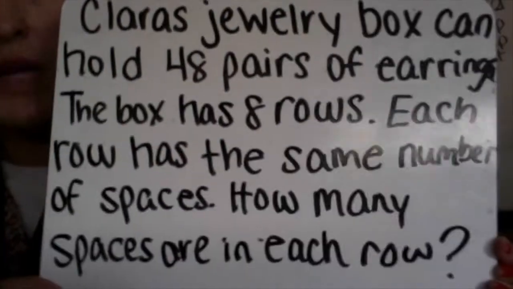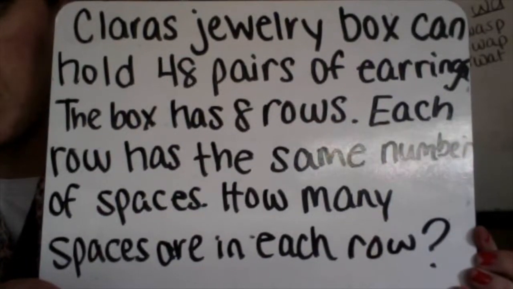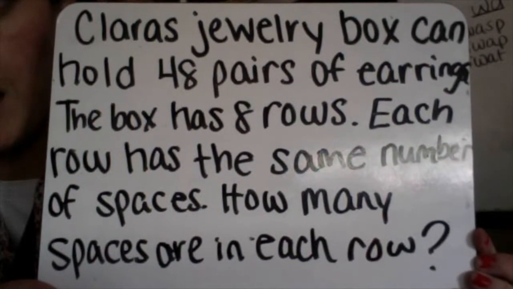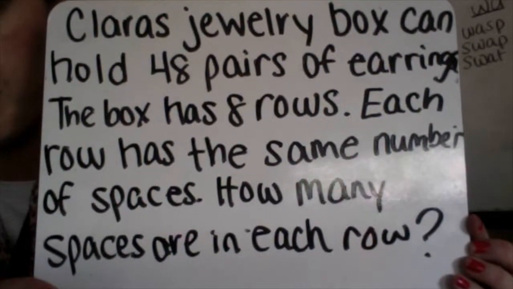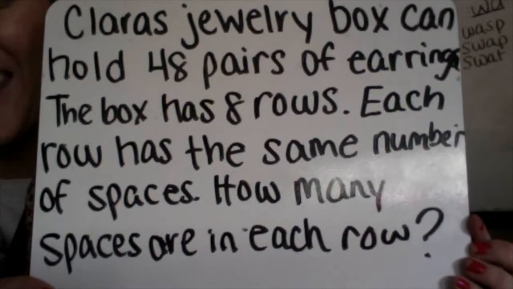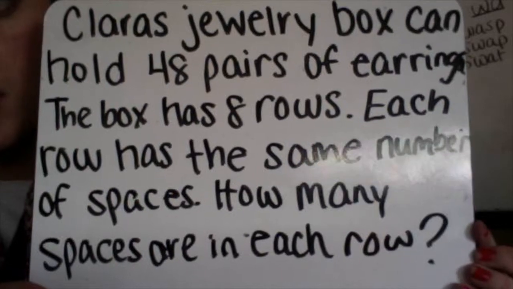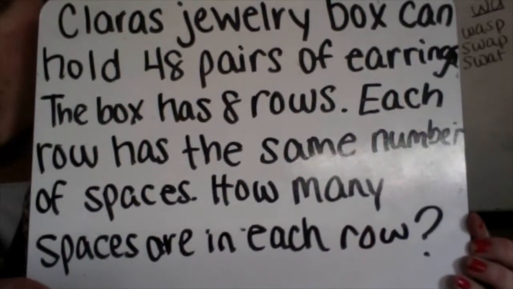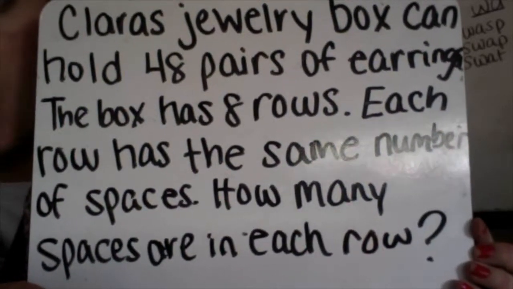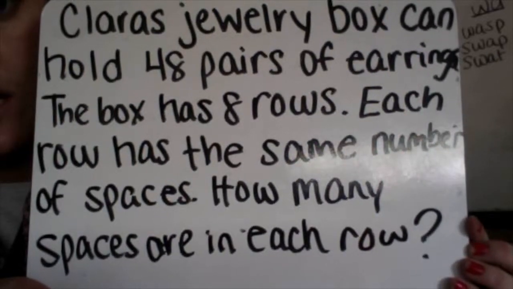I'm going to read another story problem with you, and then we're going to choose the best strategy to try to solve that story problem. You can read this one along with me if you would like. Our story today says, Clara's jewelry box can hold 48 pairs of earrings. The box has 8 rows. Each row has the same number of spaces. How many spaces are in each row?